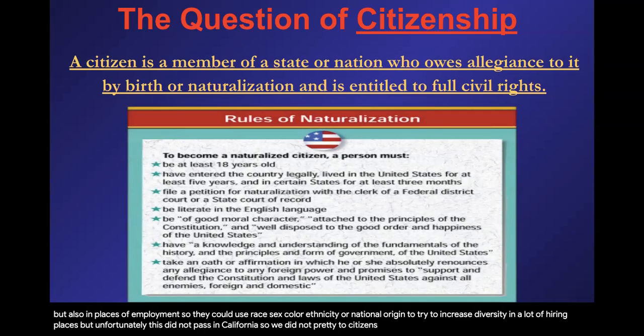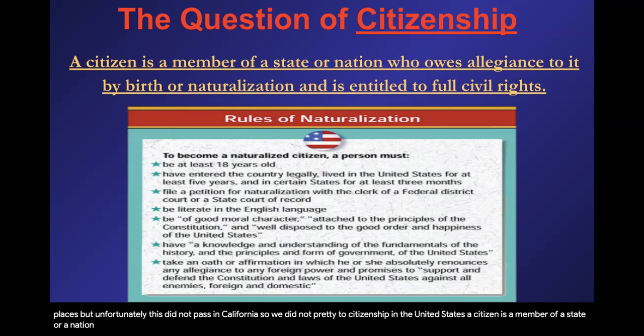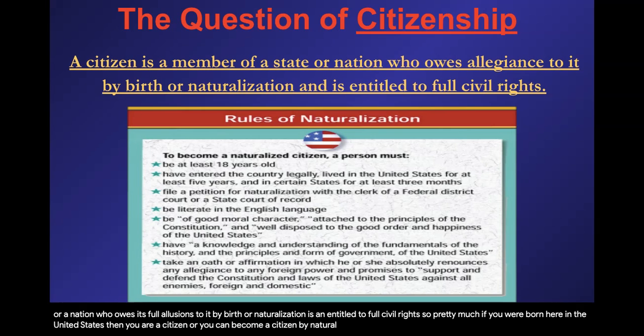Right, so citizenship in the United States. A citizen is a member of a state or a nation who owes its full allegiance to it by birth or naturalization, and is entitled to full civil rights. So pretty much, if you were born here in the United States, then you are a citizen, or you can become a citizen by naturalization.